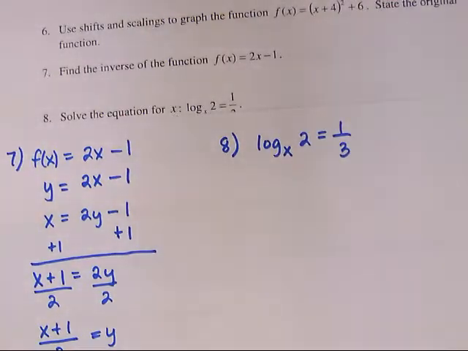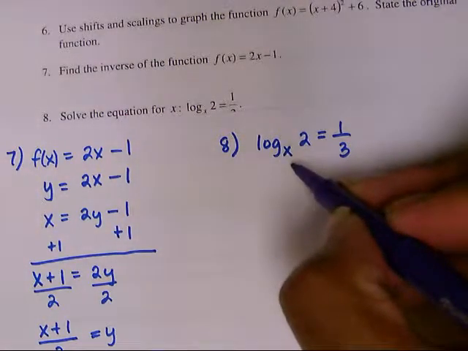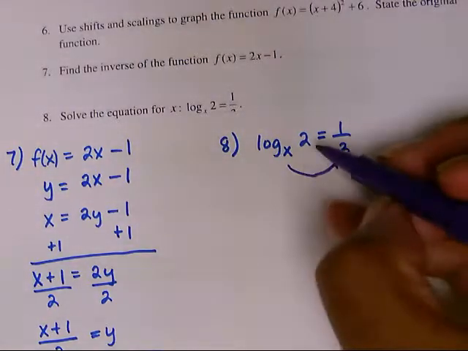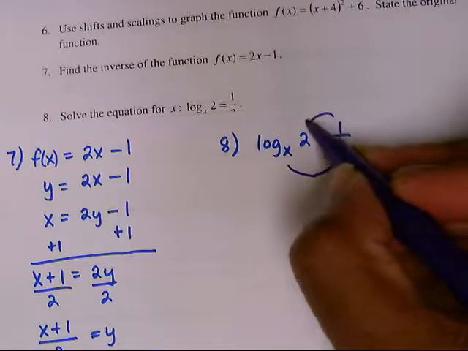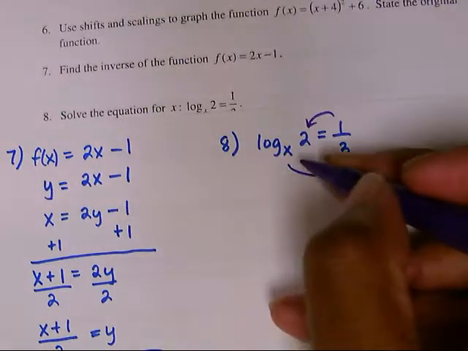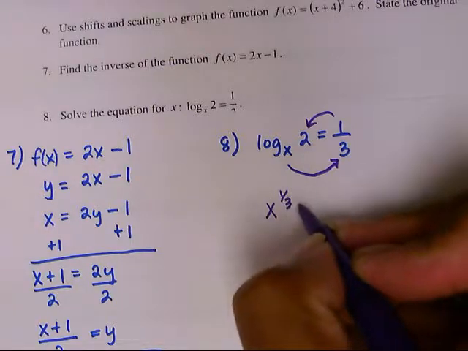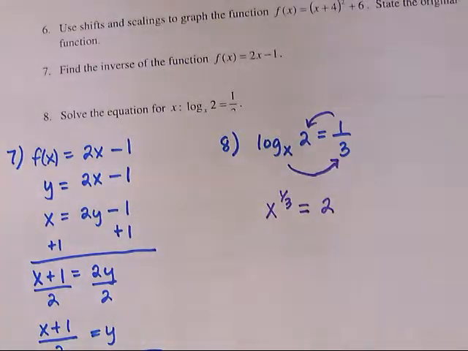Now to solve this equation, it is a logarithmic equation. What I'm going to do here is convert that into its equivalent exponential form. So this x right here will be your base. This 1/3 becomes the exponent for x, and that's going to be equal to 2. So this will be x raised to the 1/3 equal to 2.